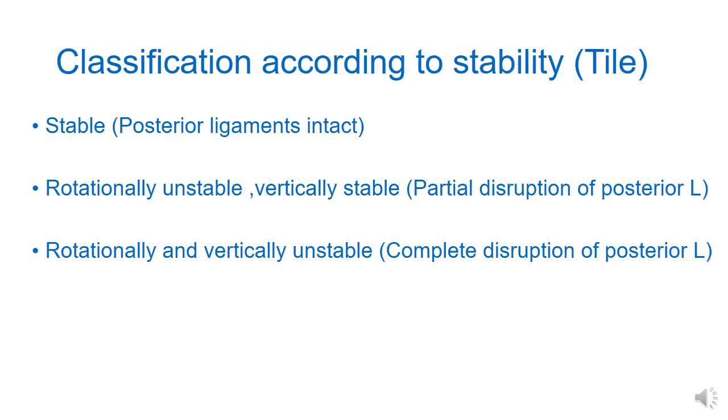To assess the stability, we classify the pelvis according to what's called Tile classification. If the posterior ligaments are completely intact, no posterior fracture, it's called stable. If the posterior ligaments are partially disrupted, it's called partially unstable. Why? Because it is rotationally unstable, like open book and lateral compression injuries, but it is vertically stable. And the third type is rotationally and vertically unstable with complete disruption of the posterior ligaments.